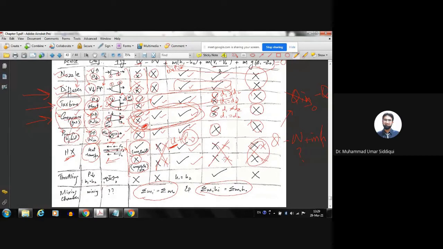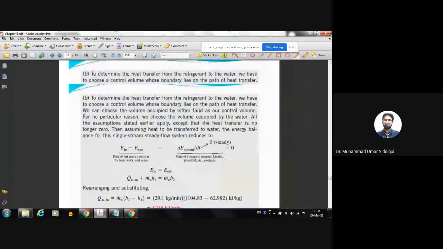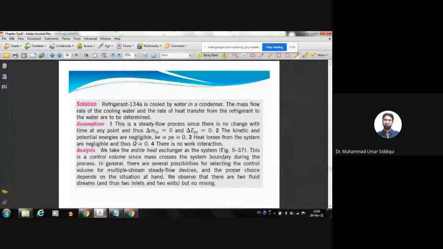No. What we are saying is that the total energy is constant, but the enthalpy of the individual fluid is changing. Let's say there are two fluids entering, so the summation of enthalpies of these two fluids will be the same as the summation of enthalpies of the same fluids exiting. So summation MIHI equals summation MOHO. The summation is the same, but the enthalpy of each fluid is changing because one fluid is gaining heat and the other is losing heat. Is it clear? Yes, it's clear.